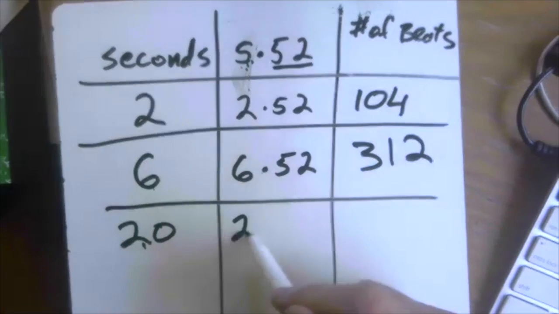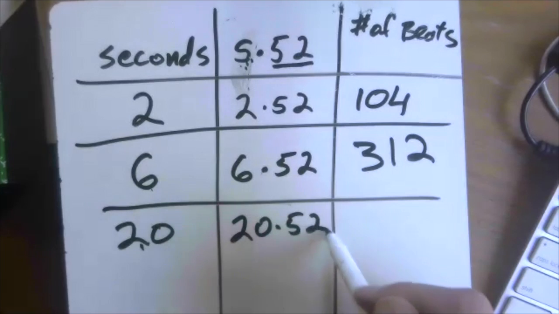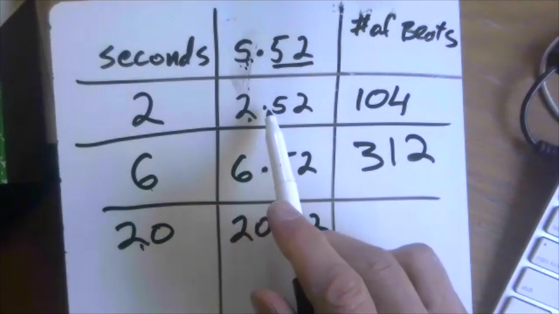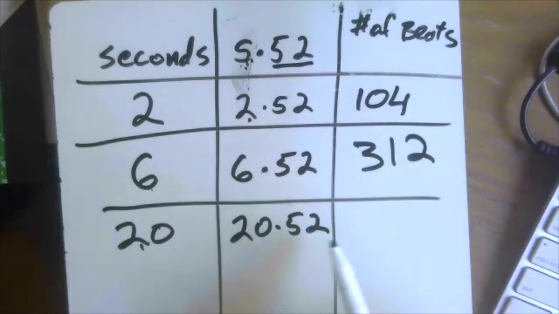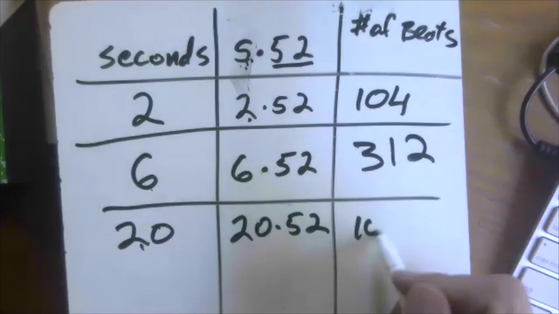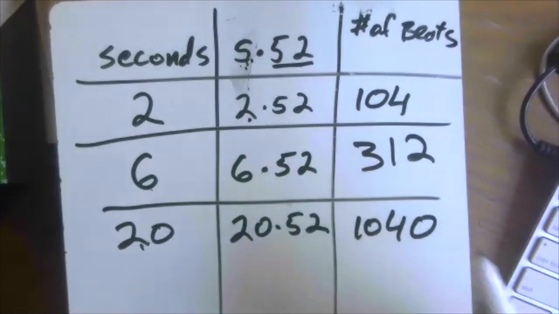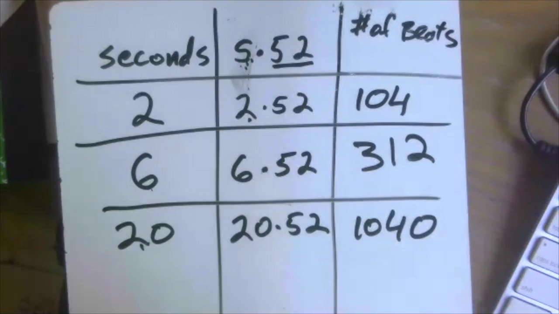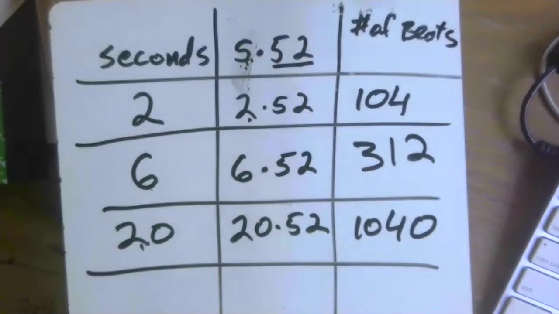So I'm going to write it out, 20 times 52. And look, if 2 times 52 is 104, 20 times 52 is just going to be 104 with an extra 0 at the end, right? 1040.